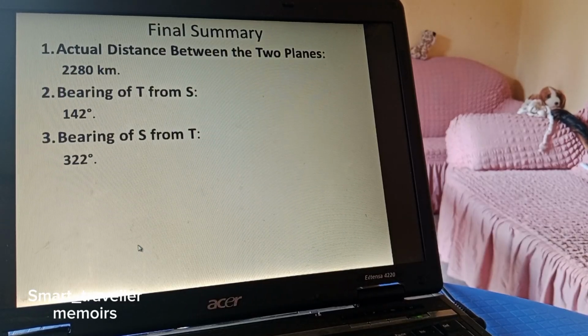Summary. Actual distance between the two planes, 2280 kilometers. Bearing of T from S, 142 degrees. Bearing of S from T, 322 degrees.